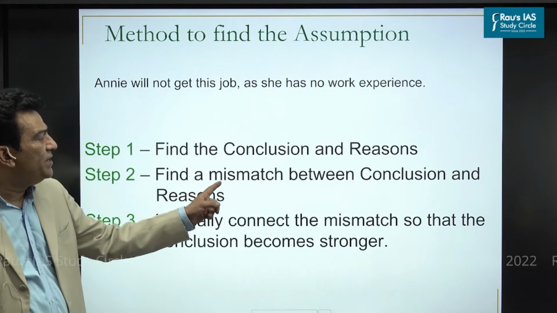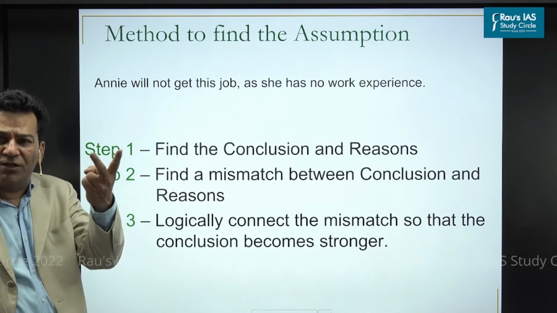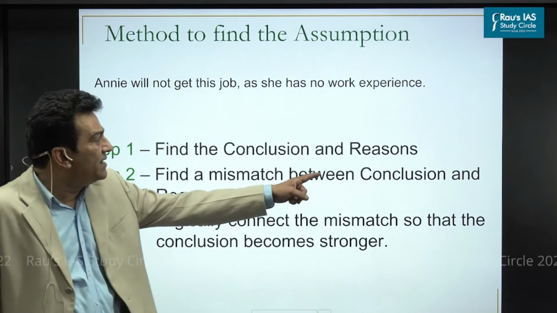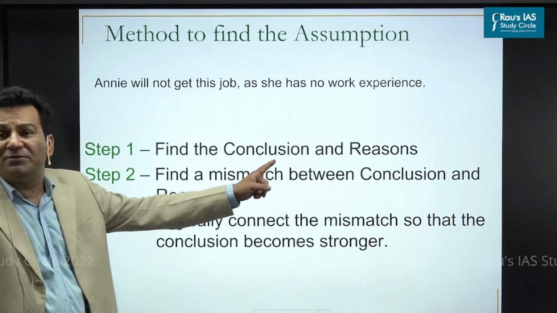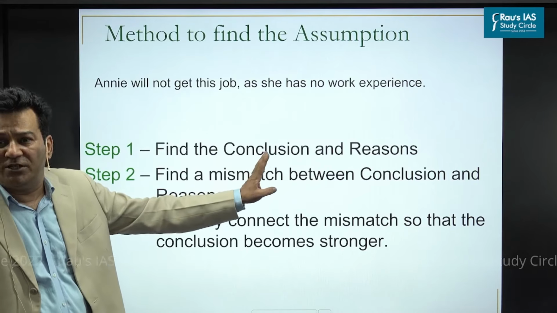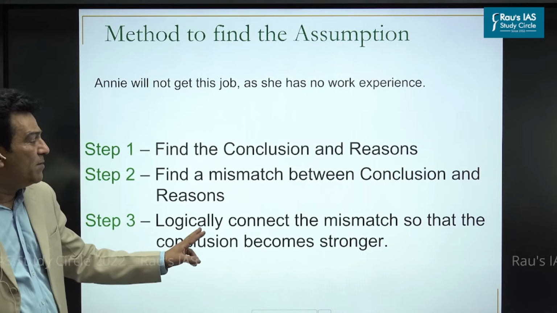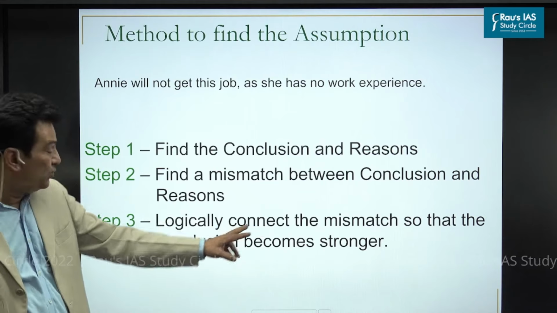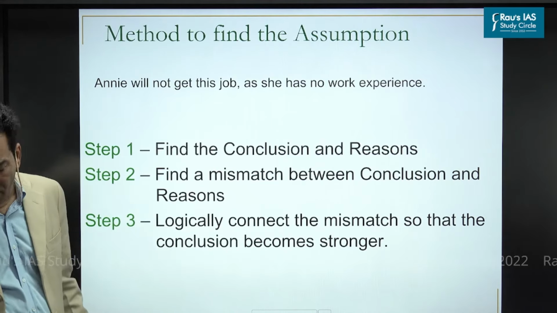Second step is you need to find a mismatch between conclusion and reason. What is a mismatch? Mismatch are two things. One of them is present in the conclusion but absent in the reasons. The second one is present in reasons but absent in the conclusion. We'll see how this mismatch is found out. Once you've identified the mismatch, then you need to use your brains and logically connect the mismatch so that the conclusion becomes stronger because of that connection which you found.